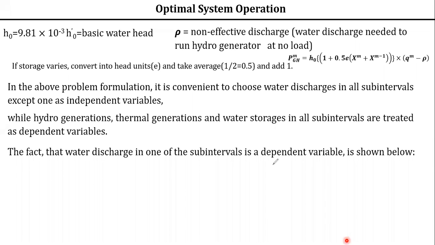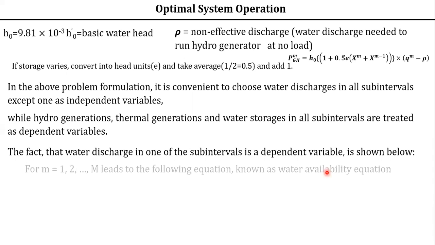See here, this is your dependent variable. This I have derived from this one. So that means it is discharge. This is also for Q, this is also for Q. But here, five variables are independent and one variable will be your dependent variable. Understood? And these are your dependent variables, obviously. What is that one? Thermal, hydro generations and storage X. Now, let us see here.